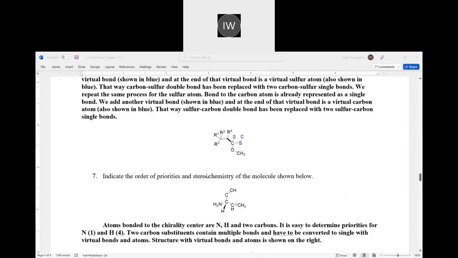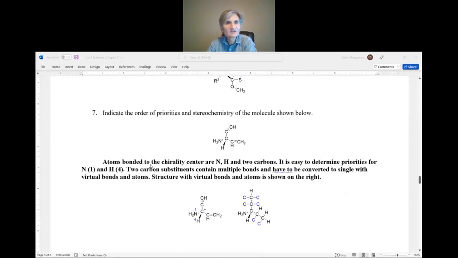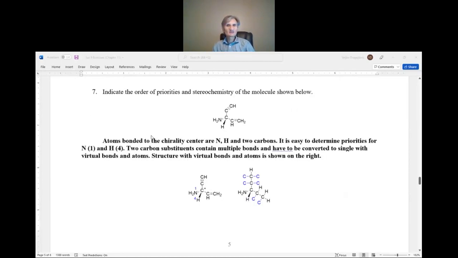Okay, so now let's do the rest of the exercises. So question number 7. Indicate the order of priorities and stereochemistry of the molecule shown below. So again, by showing your work, that means you will be showing which substituent is priority 1, priority 2, 3, and 4. And then stereochemistry, whether this molecule is R or S.